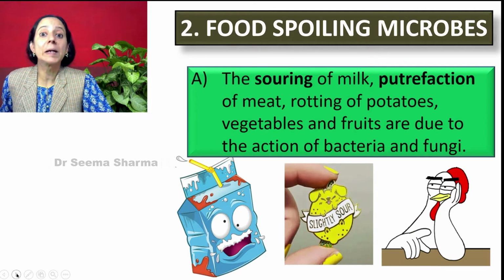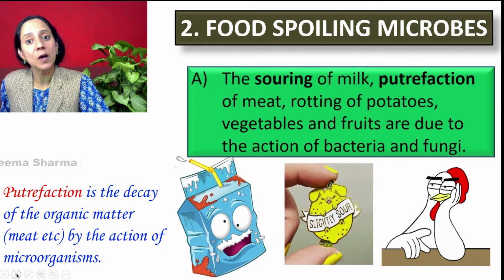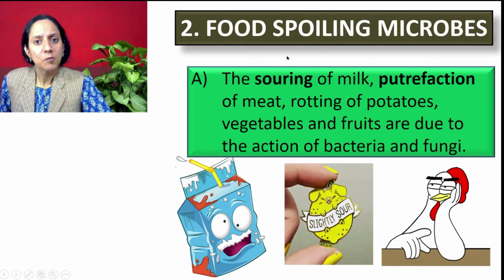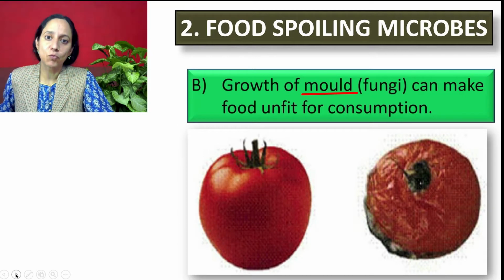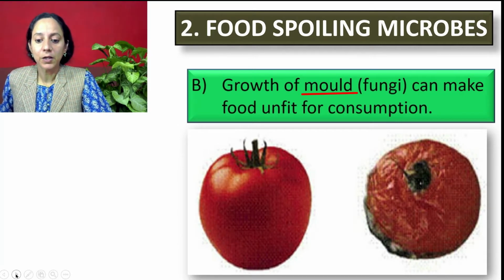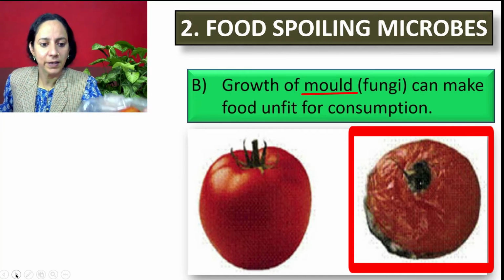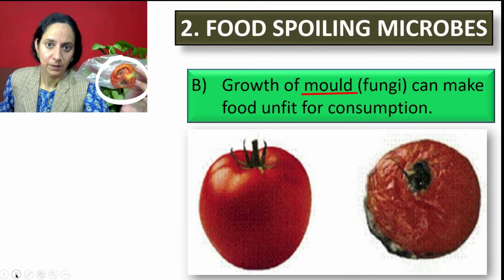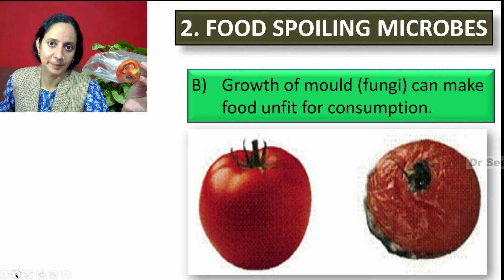The souring of milk, putrefaction of meat, rotting of tomatoes, potatoes, other vegetables and fruits. It is done due to the action of bacteria and fungi. Growth of mold, that is fungi, can make food unfit for consumption. Here you can see a tomato which is completely rotten by fungi, and here also I am holding one in my hand. These black colored rotten parts are because of the fungal infection. So we are not going to eat it. We are going to discard it.